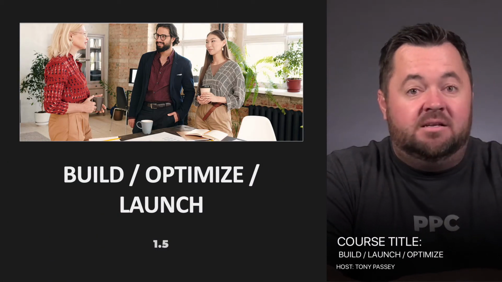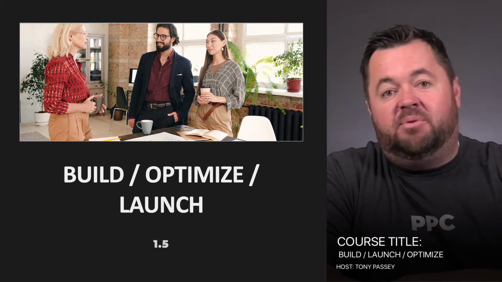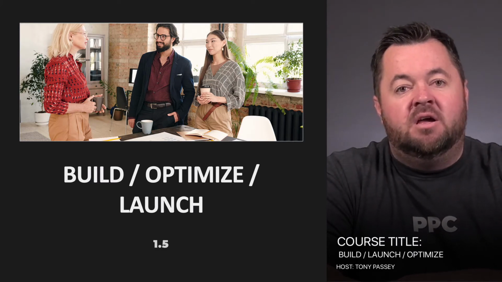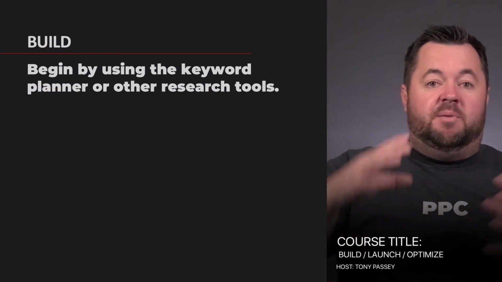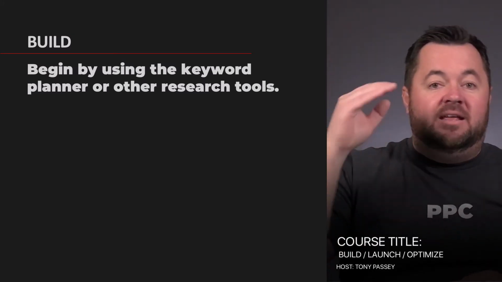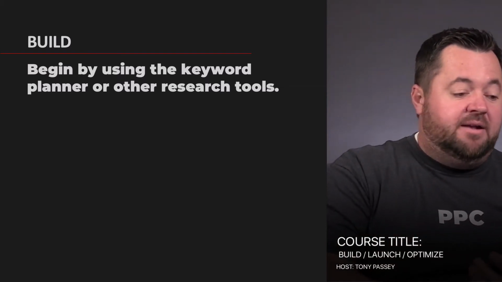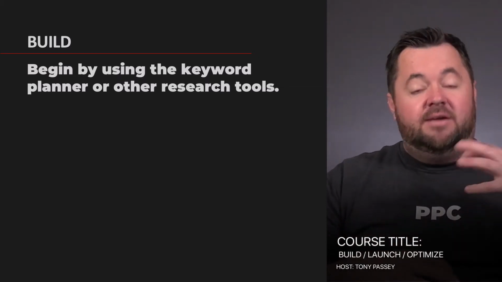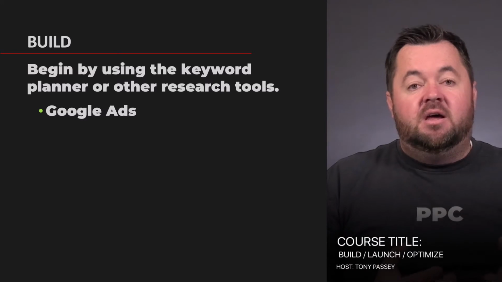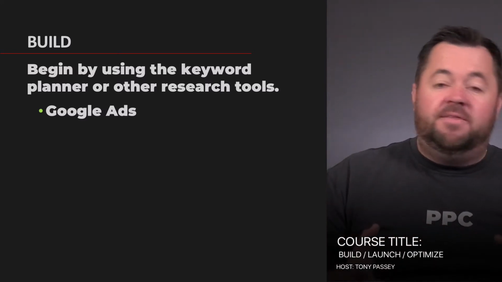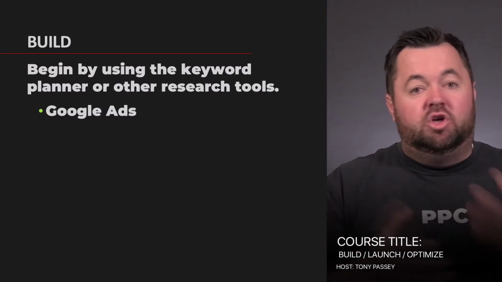So first of all, let's talk about the building process. When you begin to build a Google Ads campaign, a great place to start is in the keyword planner. Now, inside the Google Ads platform, up in the top, there's a tools menu, and in that tools menu, you can find something called a keyword planner. What this keyword planner is going to allow you to do is develop a list of keywords. But you know what? It's not the only place that I ever look for keywords.